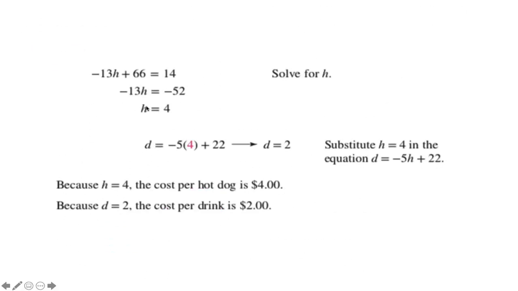you get that h is 4, and going back, plug 4 into the other equation gives you that d is 2. And so that means that because h is 4, the cost of a hot dog is $4, and d is 2 means the cost of a drink is $2.